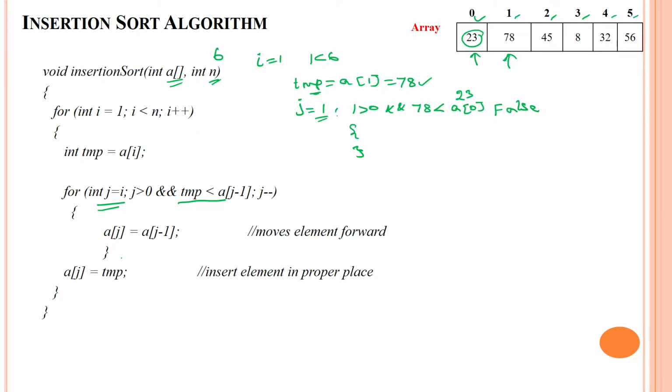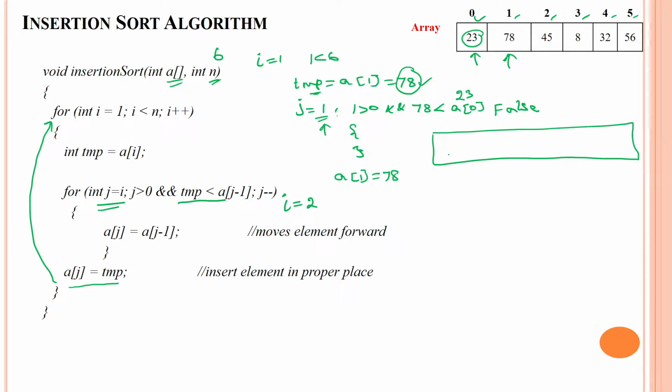Then outside the for loop, we have one statement: a of j equal to tmp. What is the j value? 1. So a of 1 equals tmp, and the tmp value is 78, so 78 is assigned to a of 1. Once it is over, we go to the first for loop, where i is incremented by 1, so i equals 2. After this first step, the array will look like this: a of 1 is 78, a of 0 is not changed, so 23, and the remaining data is not updated.